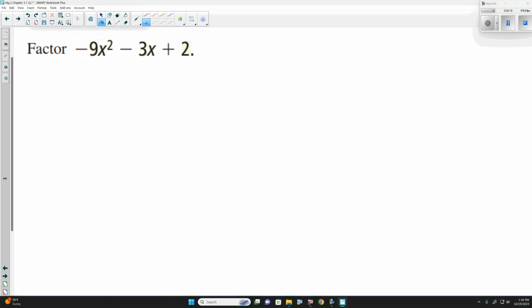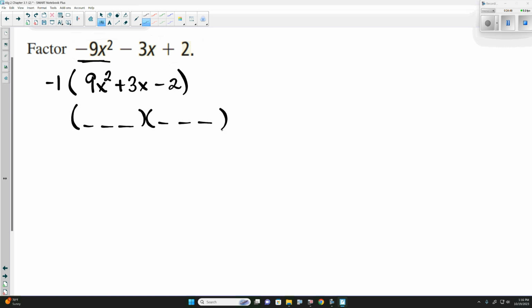Negative 9x squared minus 3x plus 2. Is there a greatest common factor? Well, no. But we do have a negative first term. So to make that term positive, we're going to factor out a negative 1, which will make the 9x squared positive. It'll make the 3x positive. That is going to make the 2 negative. So I'll still have our 2 sets of parentheses with 3 spaces.